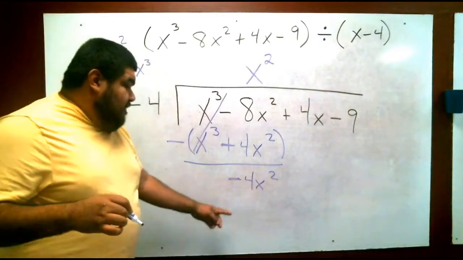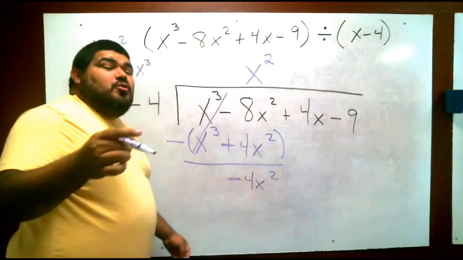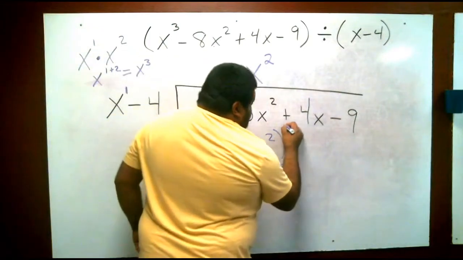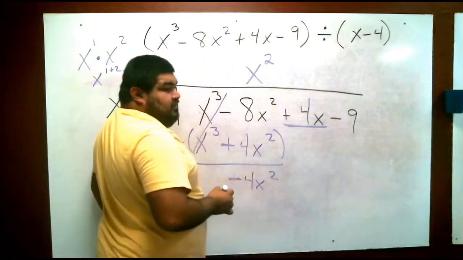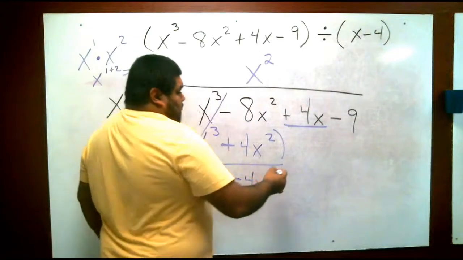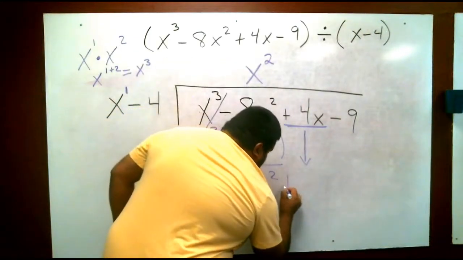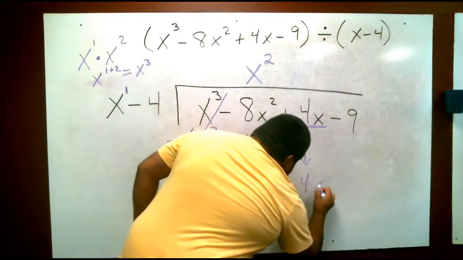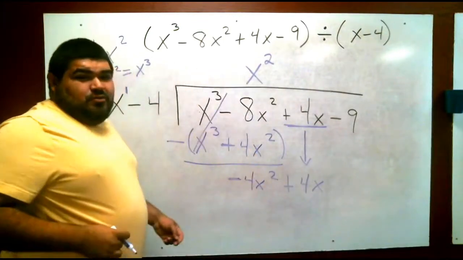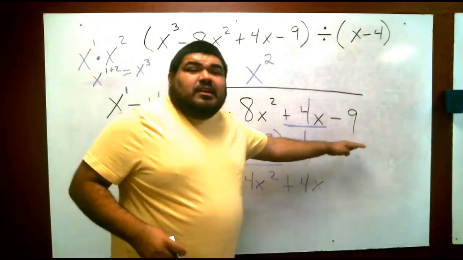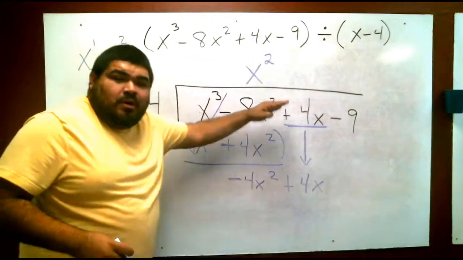Remember, once you have your one solved, you bring down the next number, which in this case is the 4x. So we bring it down as positive 4x. Okay? Don't move the 9 just yet. Not until the next step. We're doing one at a time.